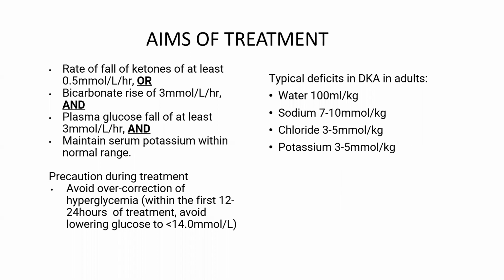So the typical deficits in DKA in adults are water, a deficit of about 100 mils per kg, sodium 7 to 10 millimoles per kg, chloride 3 to 5 millimoles per kg, and potassium 3 to 5 millimoles per kg.